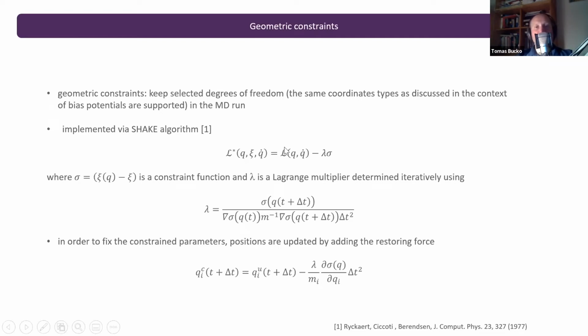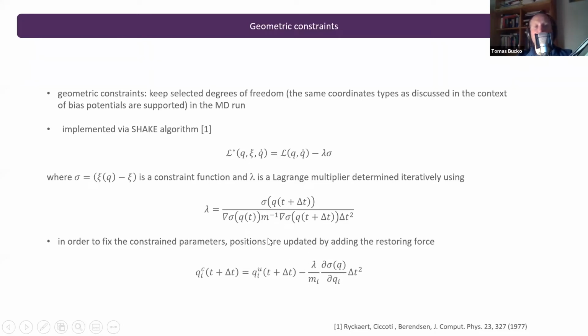Constraints are implemented via the SHAKE algorithm. This is done by adding an extra term to the Lagrangian describing the dynamics of your system. This term consists of sigma, the constraint function, and lambda, the Lagrange multiplier, which is determined iteratively during the SHAKE algorithm procedure. Now, the lambda parameter actually corresponds to a restoring force, or generalized force acting on internal coordinate, right?